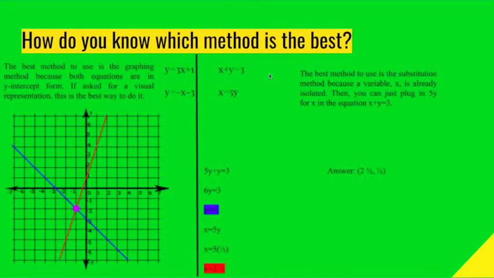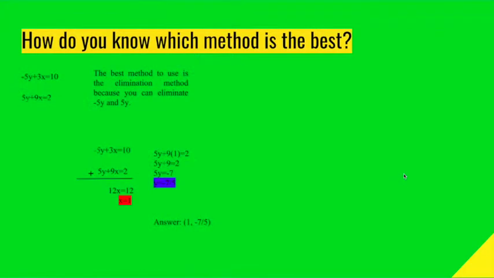So our equations are x plus y equals 3 and x equals 5y. The best method to use is the substitution method because the variable x is already isolated. Then you can just plug in 5y for x in the equation x plus y equals 3. So after we solve, we get our answer to be 2.5, 1/2.